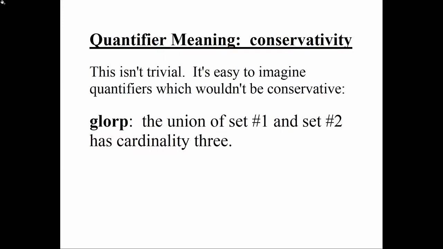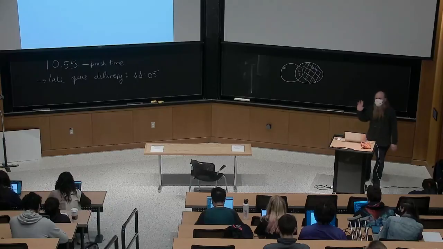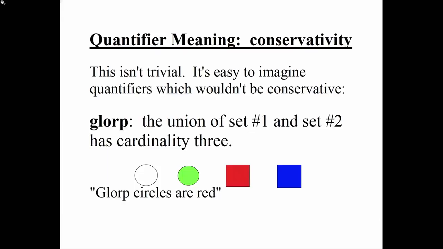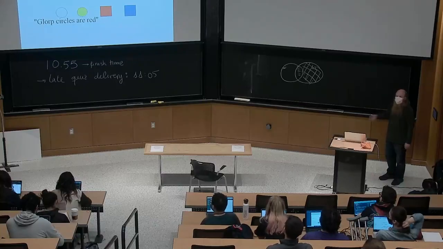You can imagine quantifiers which would not be conservative. So I've just made one up. Here's a quantifier, glorp. It says, if you add up all of the things in set number 1 and set number 2, so the union of set number 1 and set number 2 has cardinality 3. I've just made up glorp. I'll give you an example. It would be true in this picture that glorp circles are red, because if you add up the number of circles and the number of red things, the total is 3. There are 2 circles and 1 red thing. So if there were a quantifier glorp, then you could say that glorp circles are red in this picture.